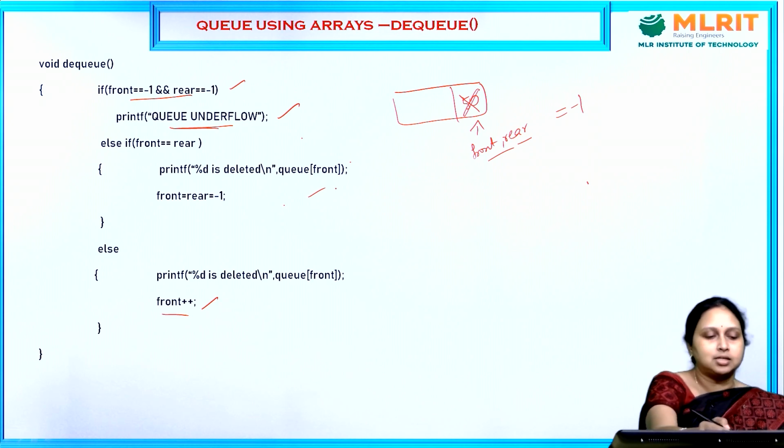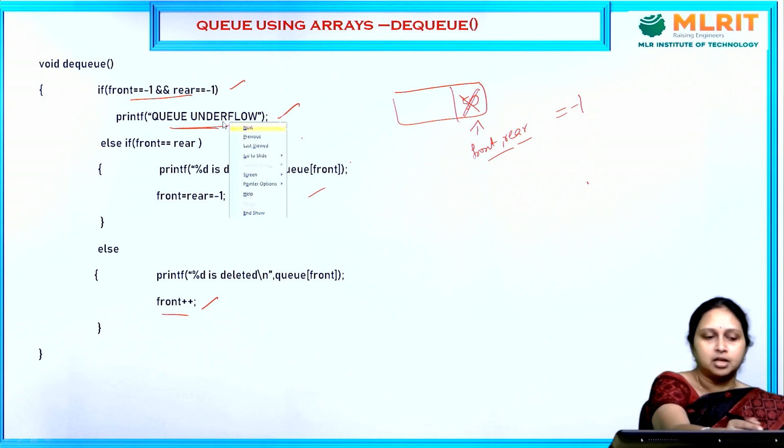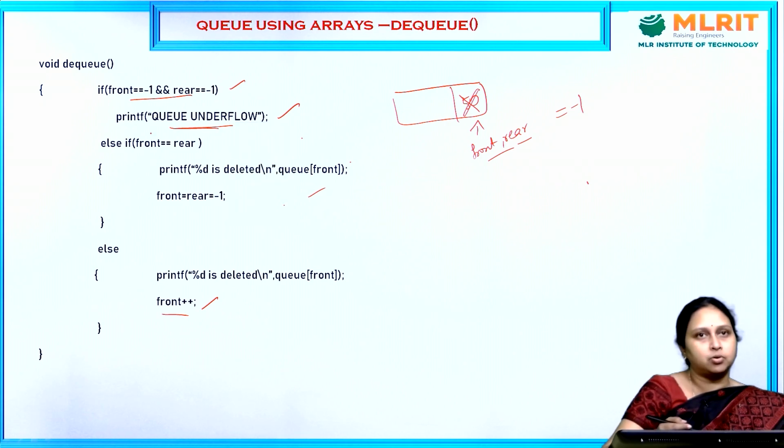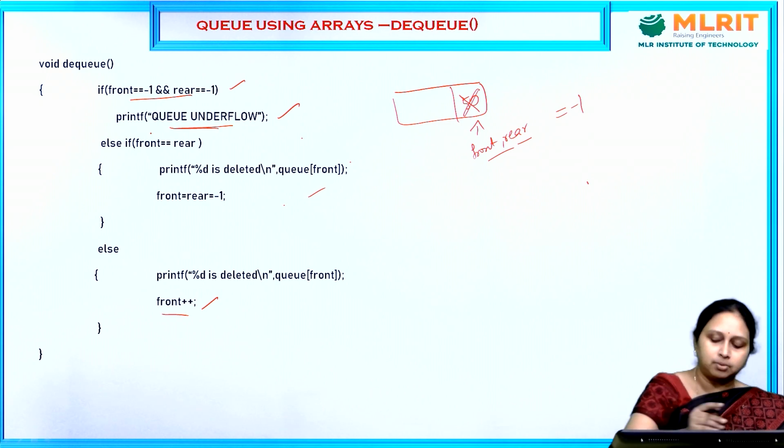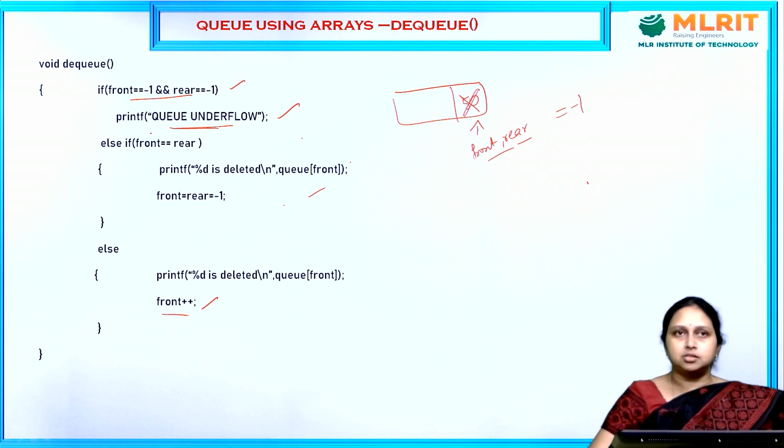Here we have 3 cases. One is the underflow condition, where front and rear equal to -1. And if you have a single element and I delete it, then front and rear reach -1, there also it will go for the underflow condition. And the last one, if I delete the elements from the starting, front should be incremented by 1. This is how the DQ operation is performed.